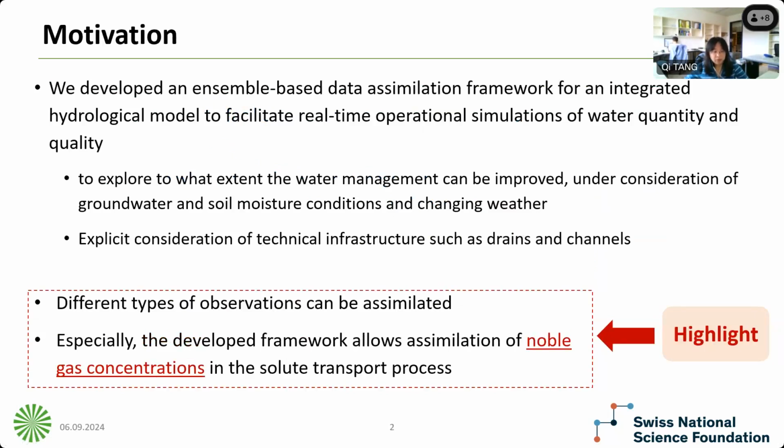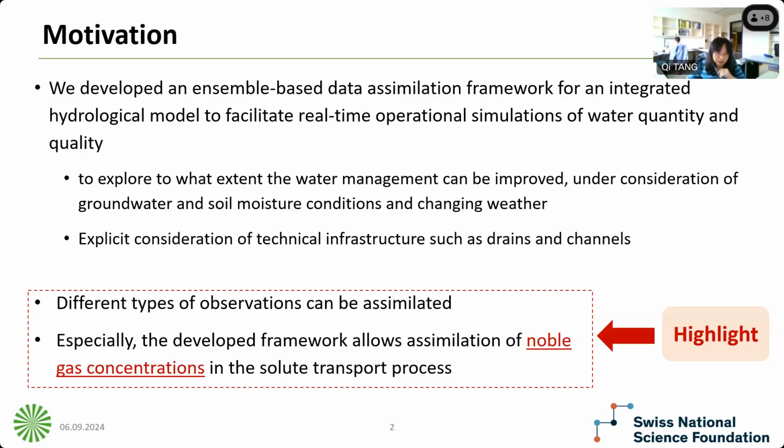And for real-time water management, we also need to consider the agricultural infrastructure, like the drains, the channels, the dams, and the weirs. These are important for operational water management, and especially for stakeholders like the farmers. Our motivation is to build a robust system for operational hydrological simulation. Currently, such systems are quite limited.